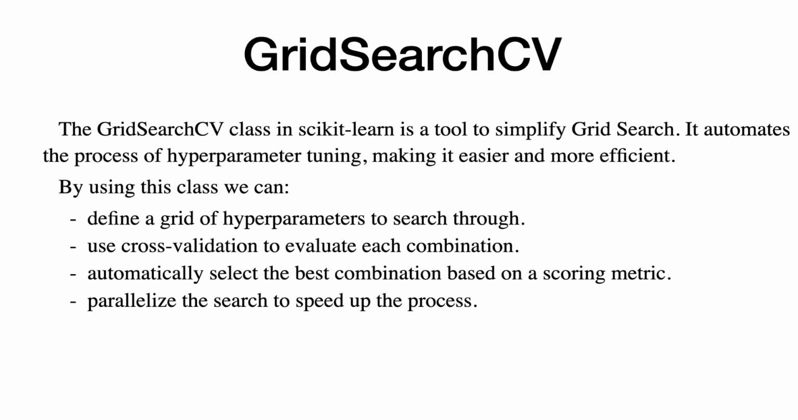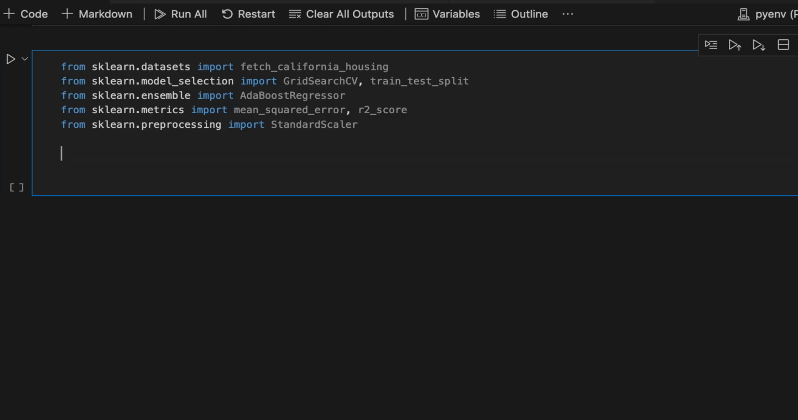Scikit-learn library provides a tool to simplify grid search. The GridSearchCV class automates the process of hyperparameter tuning, making it easier and more efficient. By using this class, we can define a grid of hyperparameters to search through, use cross-validation to evaluate each combination, select the best combination based on a scoring metric, and parallelize the search to speed up the process. Now let's implement grid search in Python.